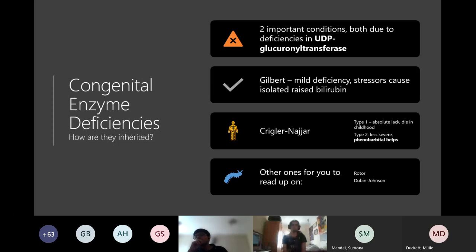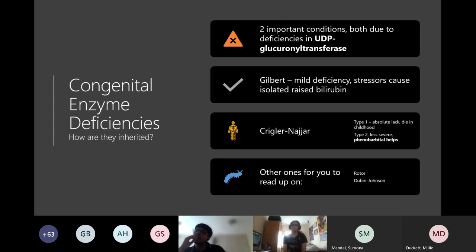Yeah. So structural problems are inherited dominantly. Enzyme problems are inherited recessively. It doesn't necessarily have to be autosomal recessive. It could be X-linked as well, but recessive. So these are recessive disorders.